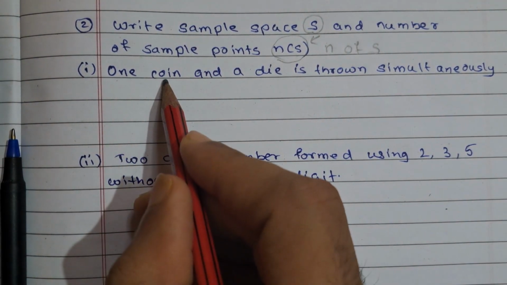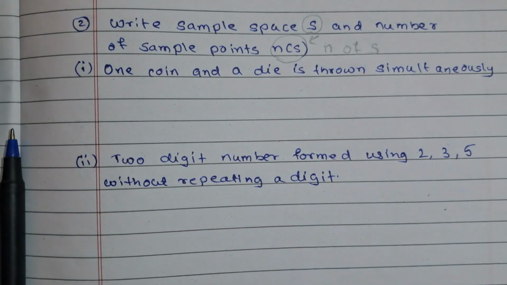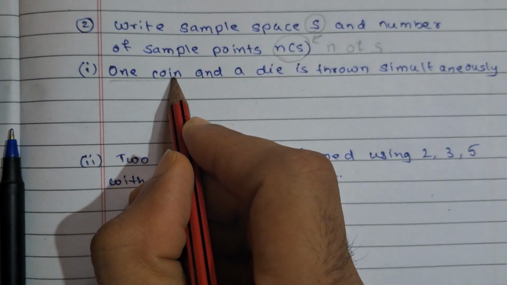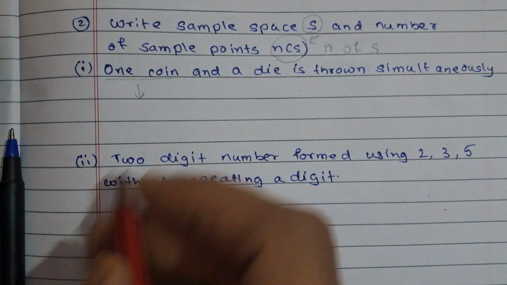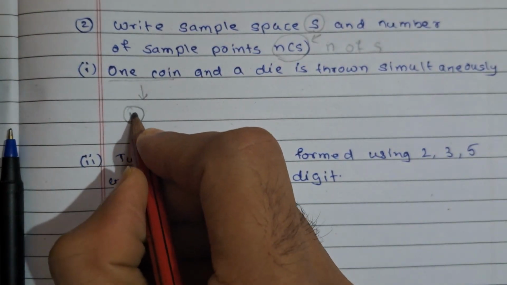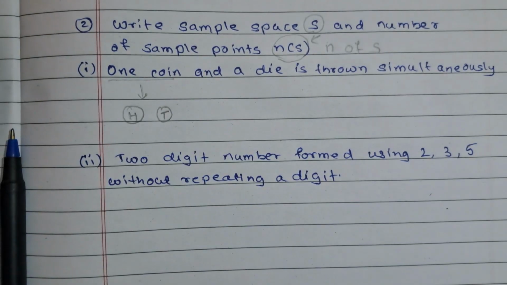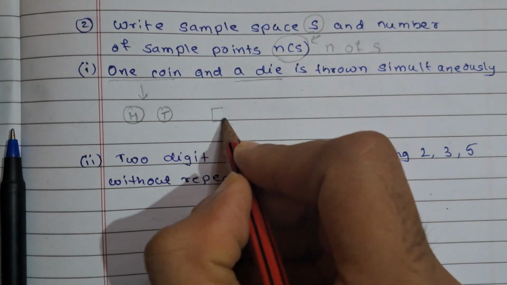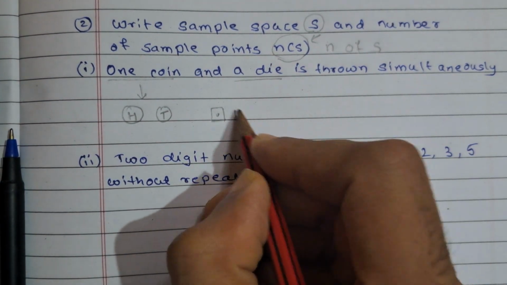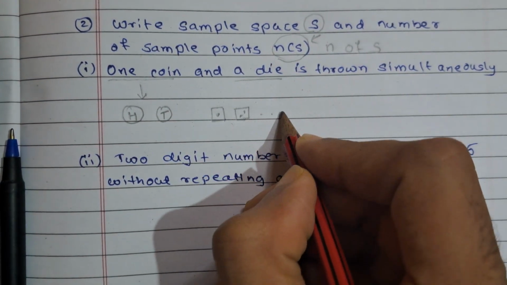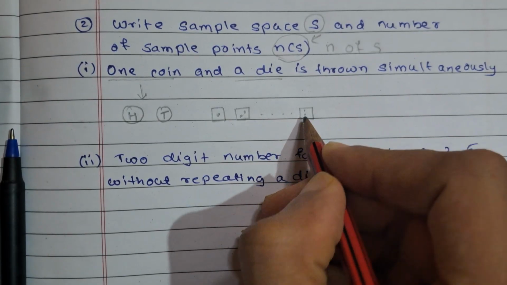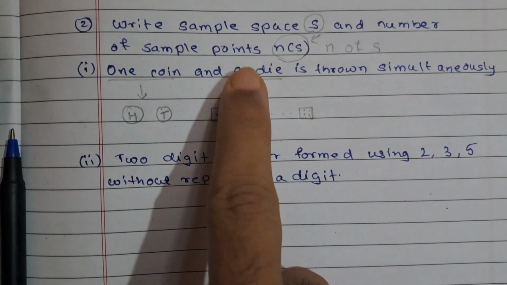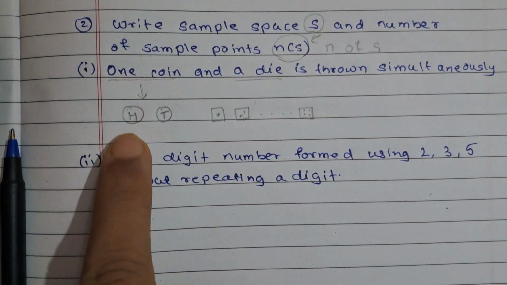It says one coin and a die is thrown simultaneously. Whenever we toss a coin, what is the maximum possibility that can be expected? Either the coin will show me head or the coin will show me tail, right? And when a die is thrown, what are the possibilities? The die can show me the number 1, or the number 2, or else up to number 6, right? That is the maximum that I can see in a die. So numbers 1 to 6 can come out of a die, and from a coin there are just 2 values expected, heads and tails.